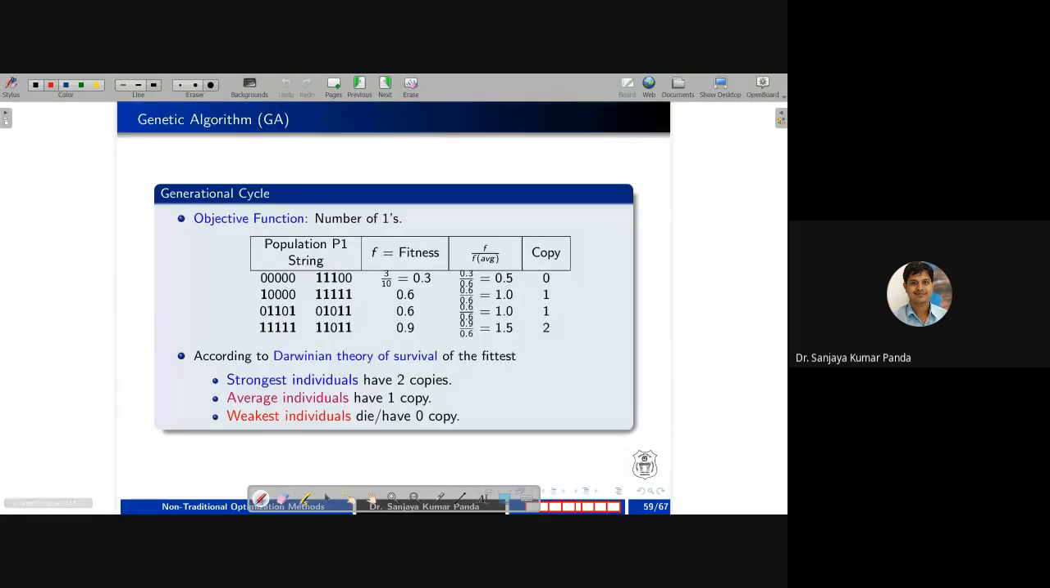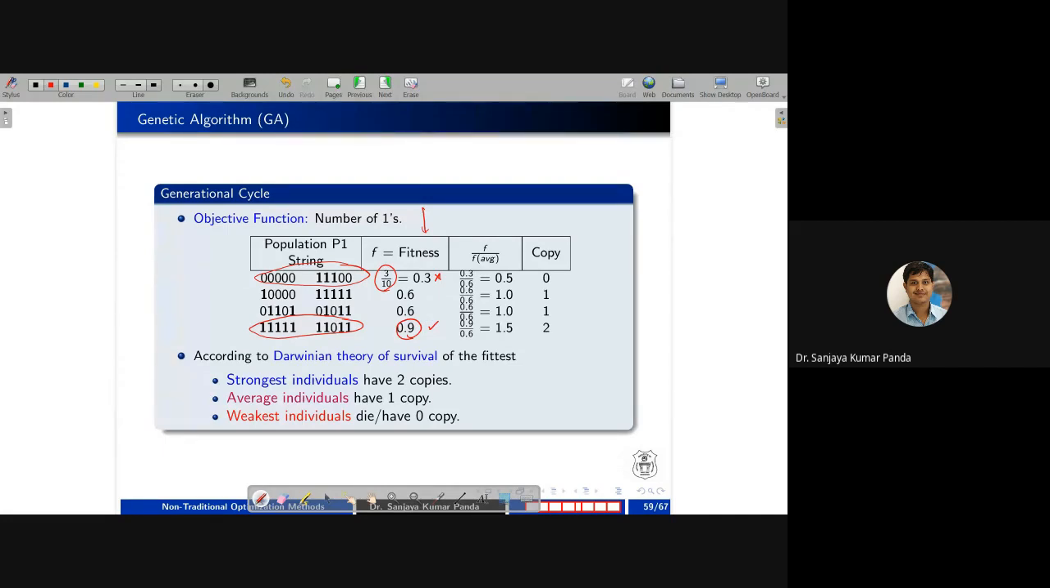Okay. So if you talk about overall how this algorithm actually works, suppose I take another example here. I have taken an objective function. Let's say the objective function is to count the number of ones. If you see the first population, the number of ones is 3 out of 10 bits. So you can say fitness is 3 by 10, which is equal to 0.3. Similarly, if you see the last one, the number of ones is 9 divided by the number of bits, 10. So it is 0.9. So if you see these fitness values, the fitness of the first one is poor and the fitness of the last one is good.